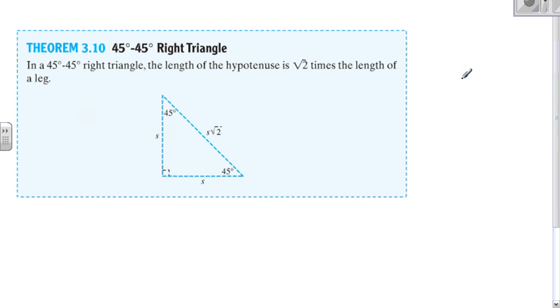The other special right triangle that we're going to look at is called a 45-45-90 triangle, or a 45-45 degree right triangle. And for that, since the angles are the same, it will be an isosceles triangle. So the two legs are the same, and then the hypotenuse is just square root of 2 times the legs.